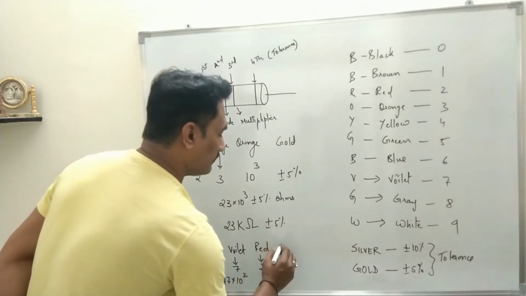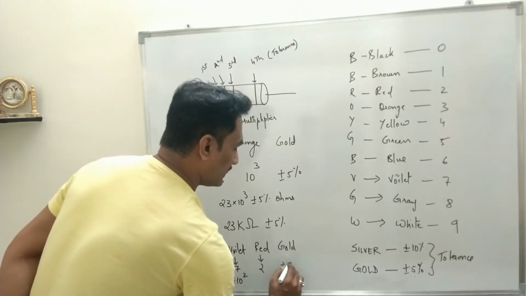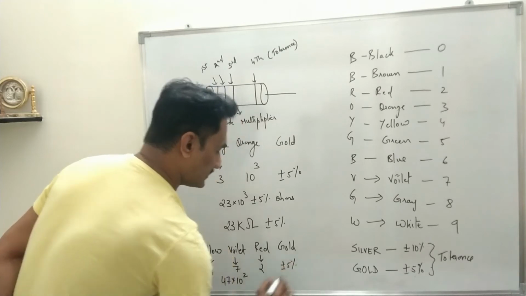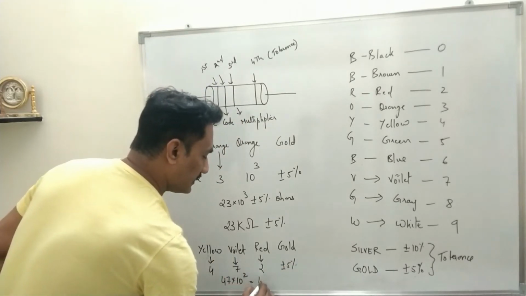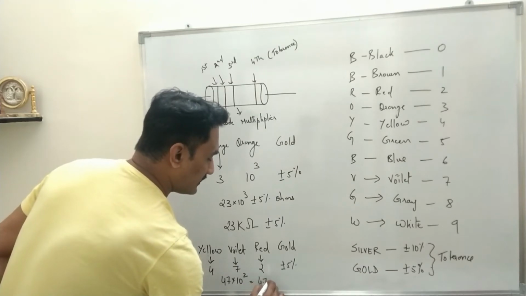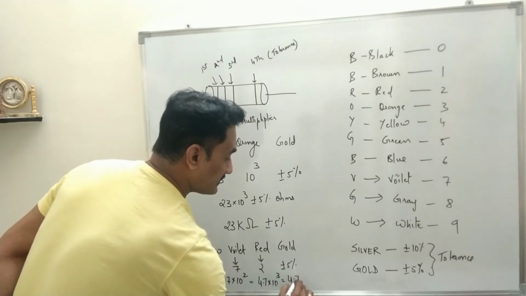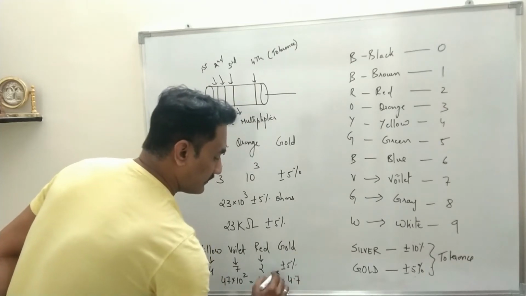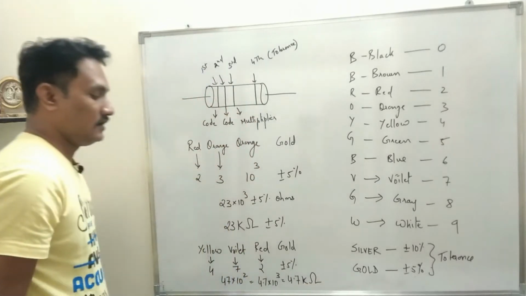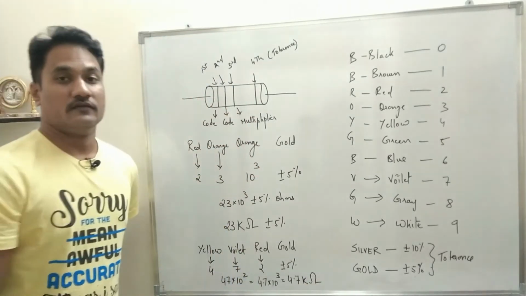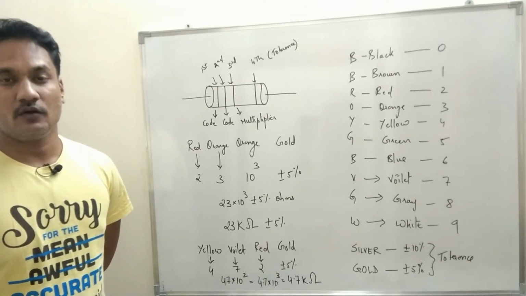And if the fourth band is gold, it will be plus minus 5% variation. So 47 into 10 to the power 2 can be written as 4.7 into 10 to the power 3. 10 to the power 3 is kilo, and the unit of resistance is ohm. So this is how we will calculate the value of resistance using color code.